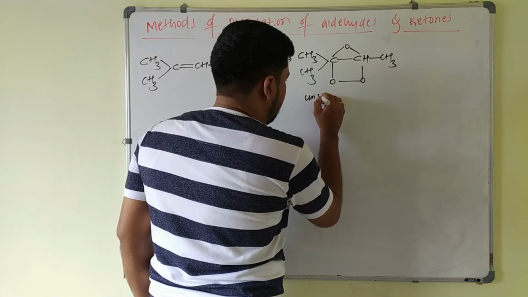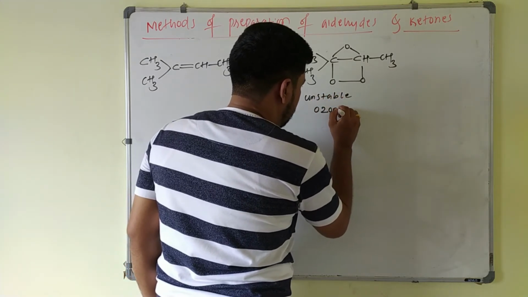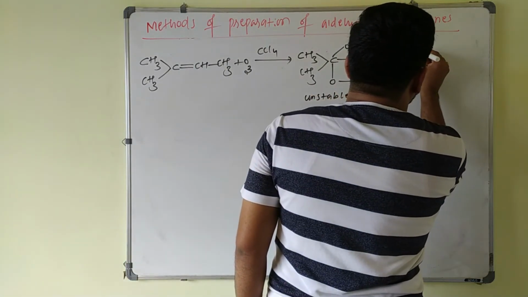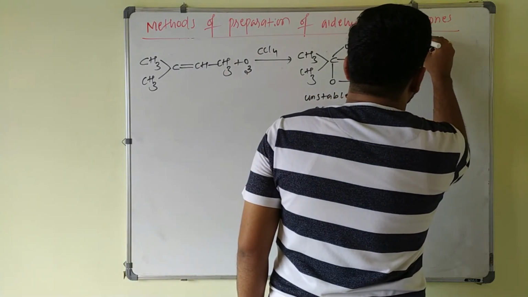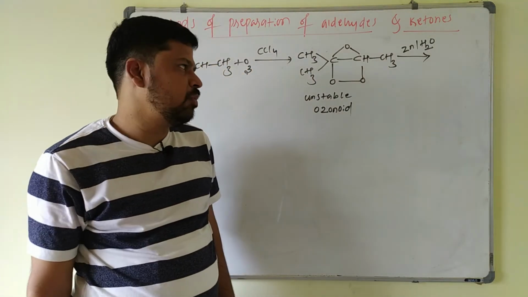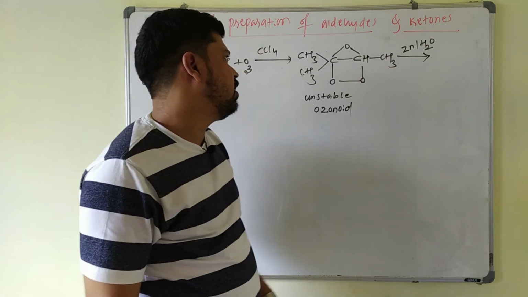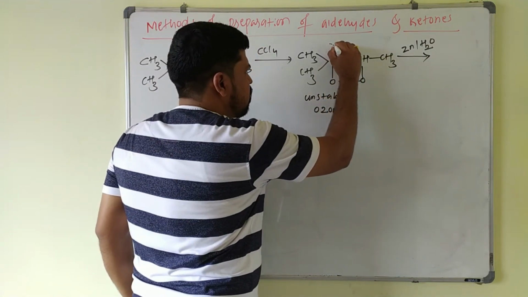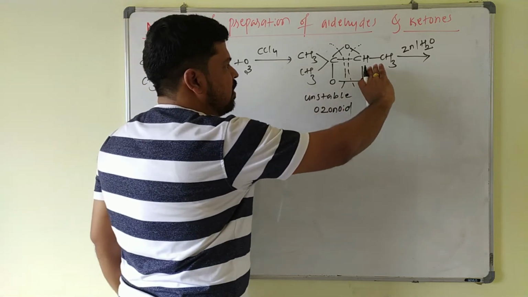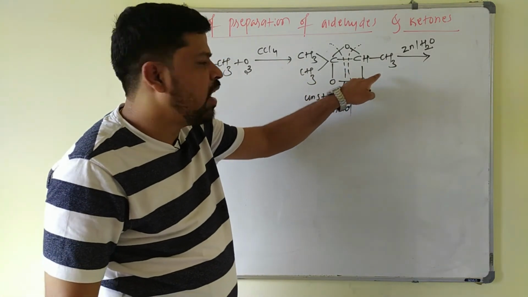So this will be your unstable ozonoid. On reductive cleavage in presence of zinc and water, already you know that any metal with water is a reducing agent because it will form zinc oxide and 2 hydrogens are obtained here. These 2 hydrogens combine with this oxygen to form the water molecule. So this ozonoid is broken like this. You take this as 1 molecule and this as 1 molecule. You see here, 1 mole of ketone is obtained and 1 mole of aldehyde is obtained.